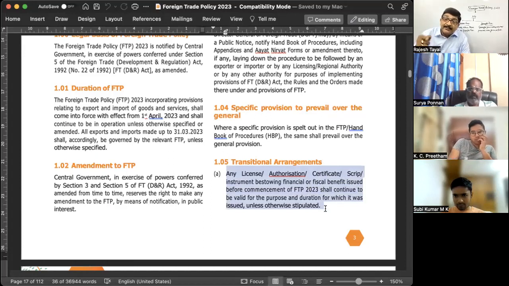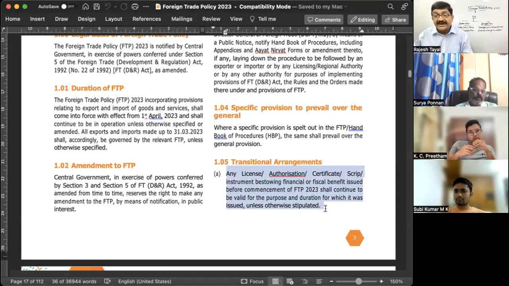Though the new foreign trade policy is applicable from 1st April 23, any authorization, any license, any permission given or any financial instrument issued under the old foreign trade policy continues to be valid even after the new policy has been introduced. And the same terms and conditions continue to be applicable. These new policies will not be applicable on those.